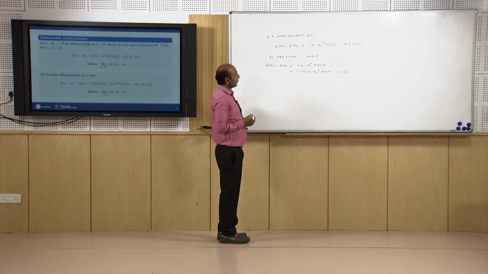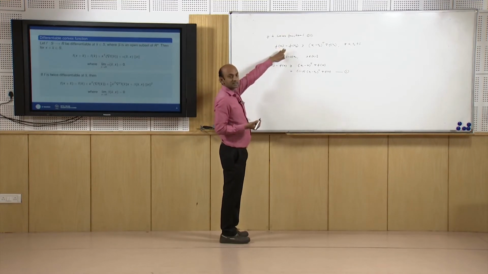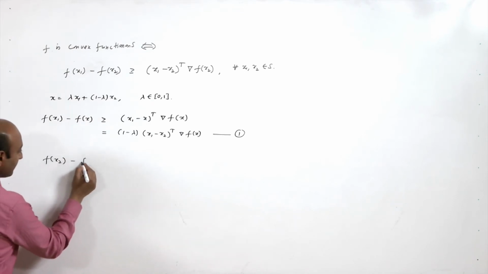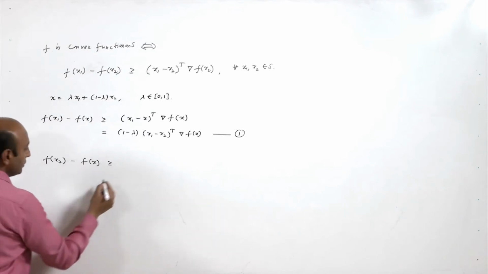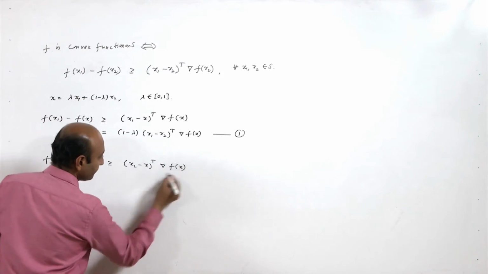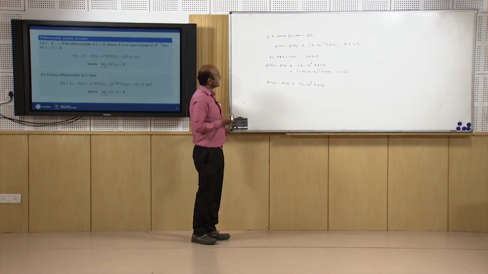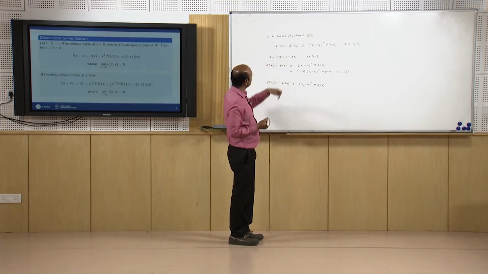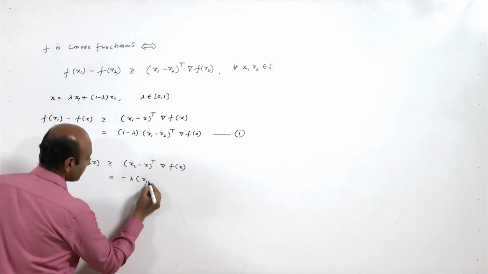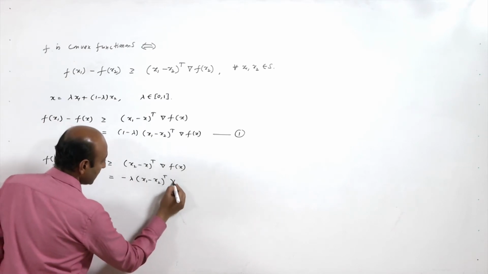Now the same result will also hold for x2 and x, because it is holding for all x1, x2 in S, and x is in S because S is a convex set. Okay. So f(x2) minus f(x) again will be greater than or equal to (x2 minus x) whole transpose gradient of f(x). Now what is x2 minus x? When you compute x2 minus x, it will be nothing but minus lambda times (x1 minus x2) whole transpose gradient of f(x).